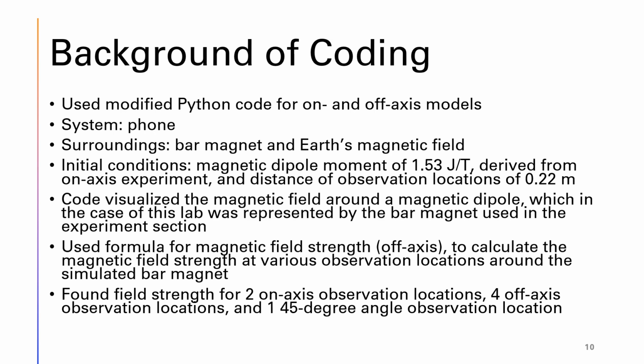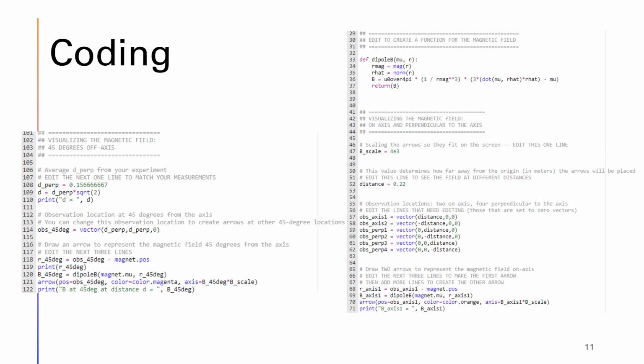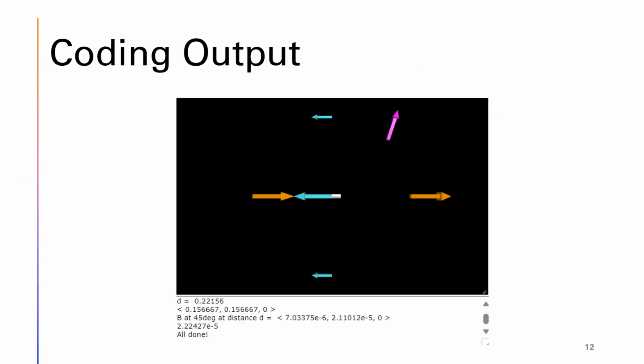You can see the coding that was used to find the magnetic field strength at various observation locations, on the left being the 45-degree angle, and on the right you can see a little bit of an on-axis arrow. And you can see in orange the on-axis, blue off-axis, and purple 45-degree magnetic field strengths.